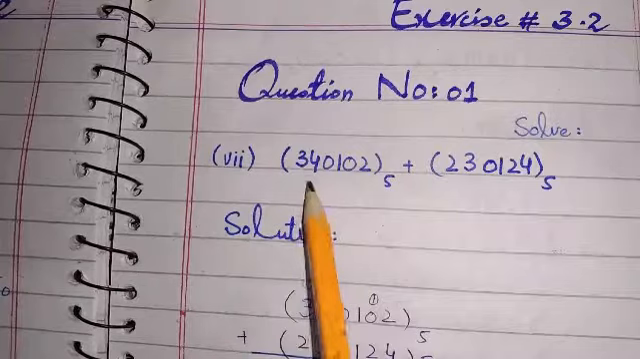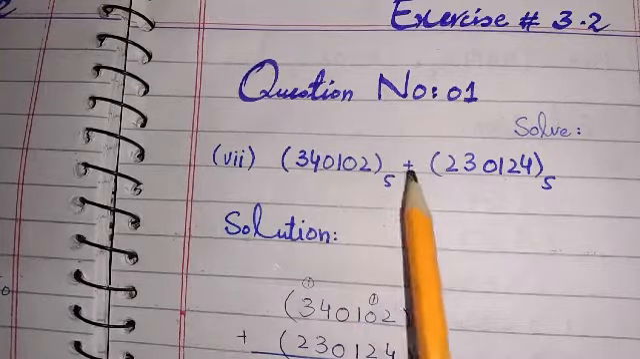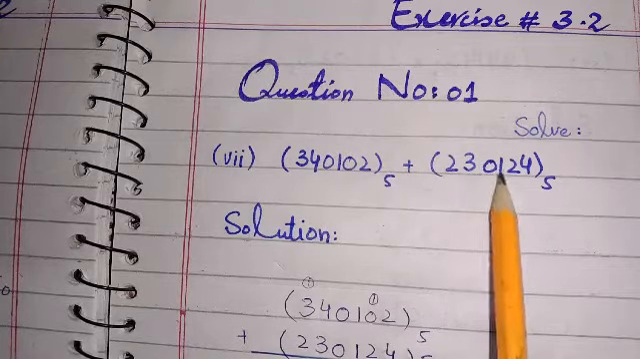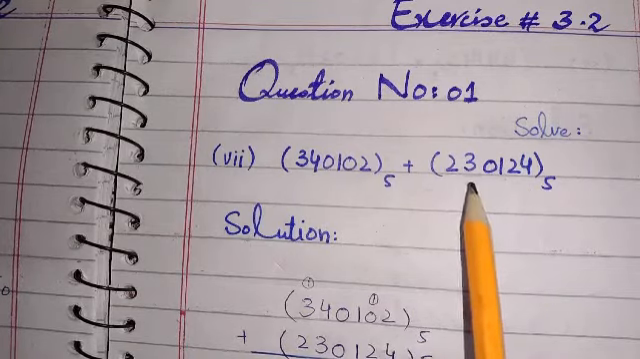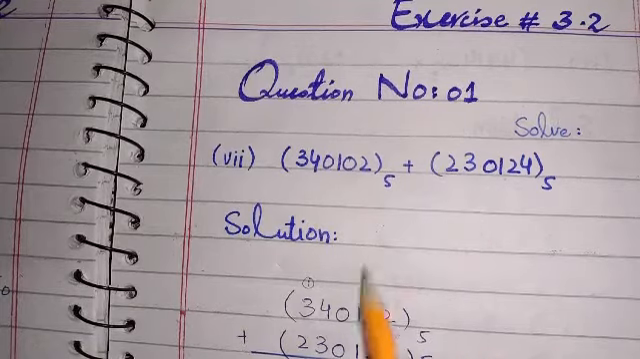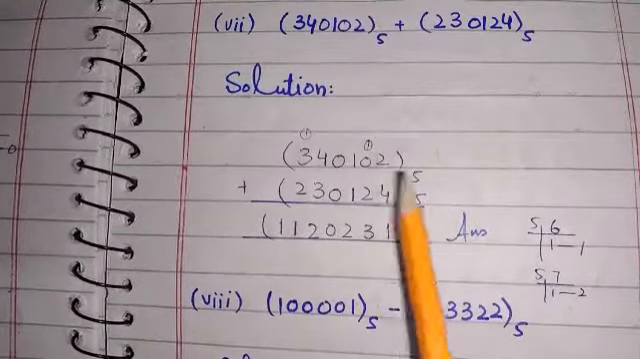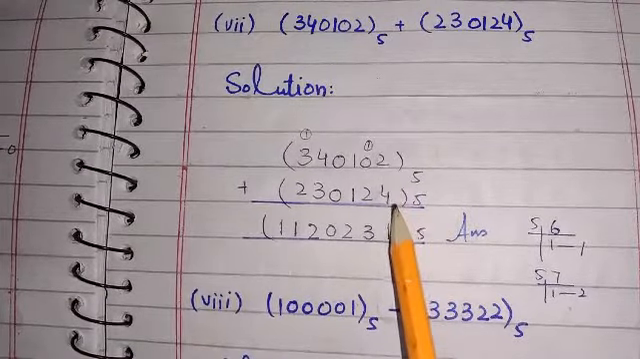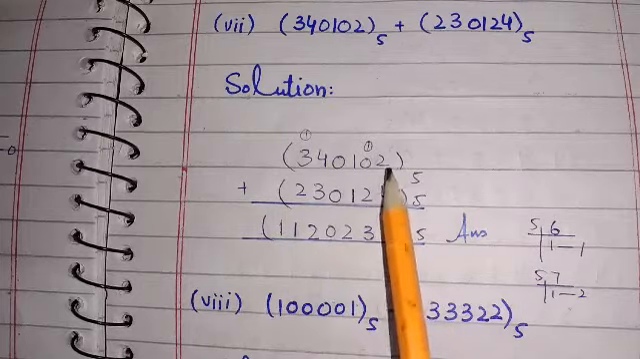Here is our part 7, 340 with base 5 plus 230 with base 5. Now students, we will add both numbers of base 5 number systems. Let's start the solution. Here we will write the first number as it is and we will write the second number starting from right towards left. Now we will add both numbers.